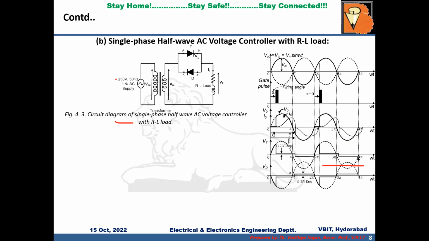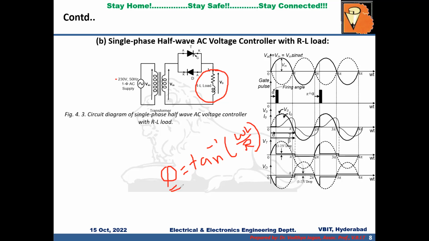So with this operating principle, let us focus on the waveform. So here you can see the waveform. The only difference between resistive load and inductive load is that in case of resistive load, the output current and the output voltage are in phase. But in case of resistive inductive load, there is a lag in the current, and the lag is given by tan inverse omega L by R. So depending upon the value of omega, which is 2 pi f, L and R, there is a lag in the current from the output voltage, right?